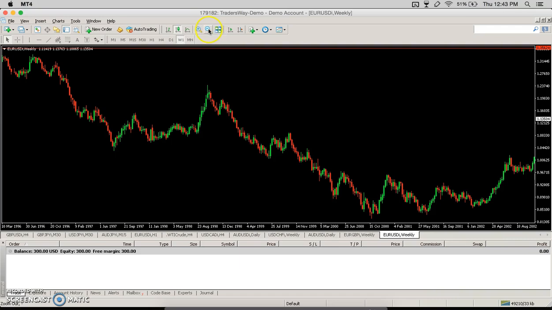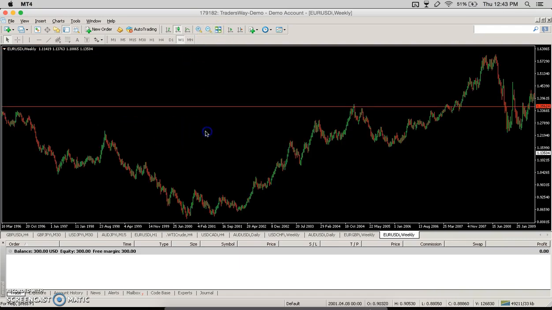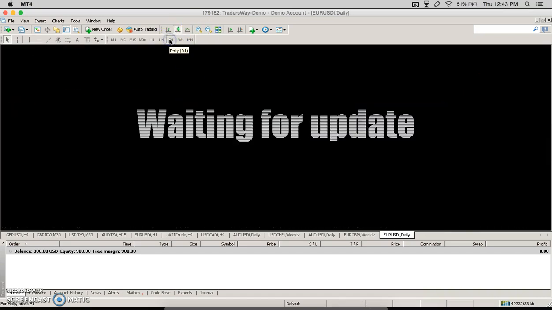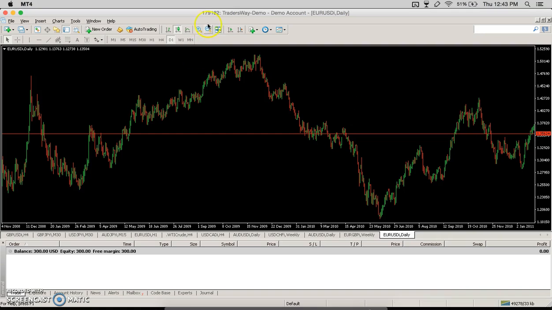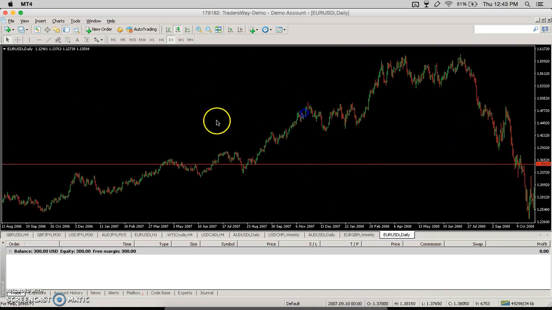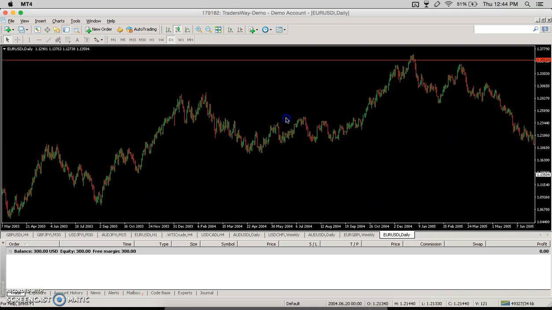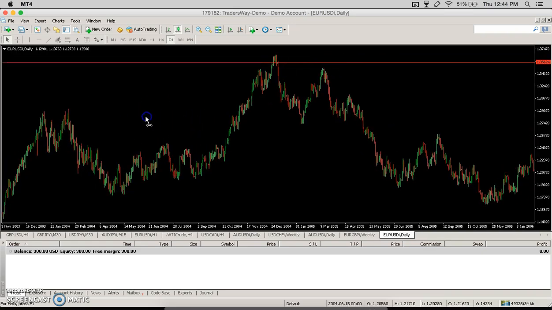All right, let me go to my weekly, see what's going on again. Right here seems to be a little bit of a resistance area. So that's good enough for me. All right. Remember, they're areas. They're not exact points. You need to remember that. Trading is not an exact science.